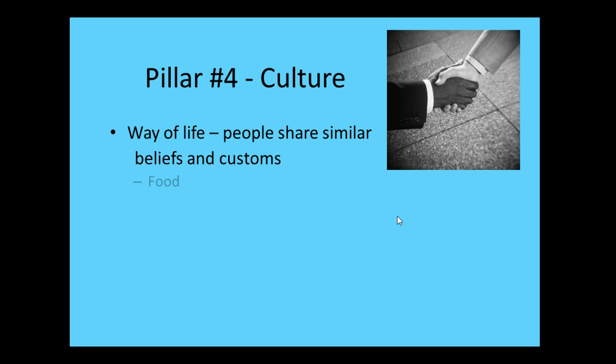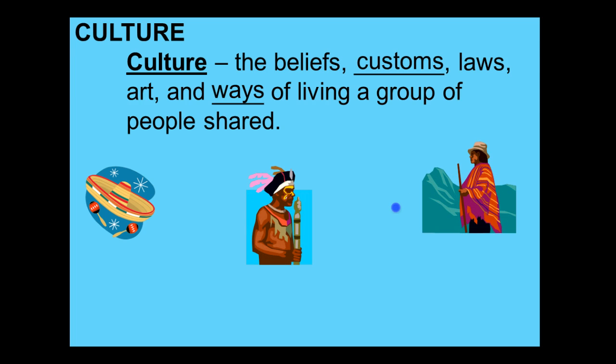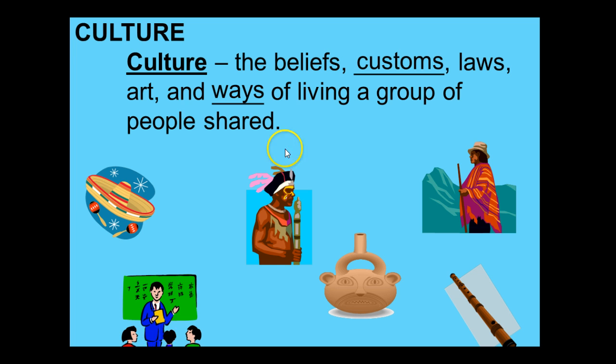Pillar 4 is a very interesting pillar. It is culture. Culture is the way of life of a group of people. They share similar beliefs and customs. A few of the things that make up part of culture: food, clothing, religion, music, language, and much more. For instance, art, sports, recreation, shelters. We'll be talking more about that later. Culture is the beliefs, customs, laws, art, and ways of living a group of people share. Here are some illustrations that show you different aspects of culture. Language, the way people dress, their music, their traditions, and so on.